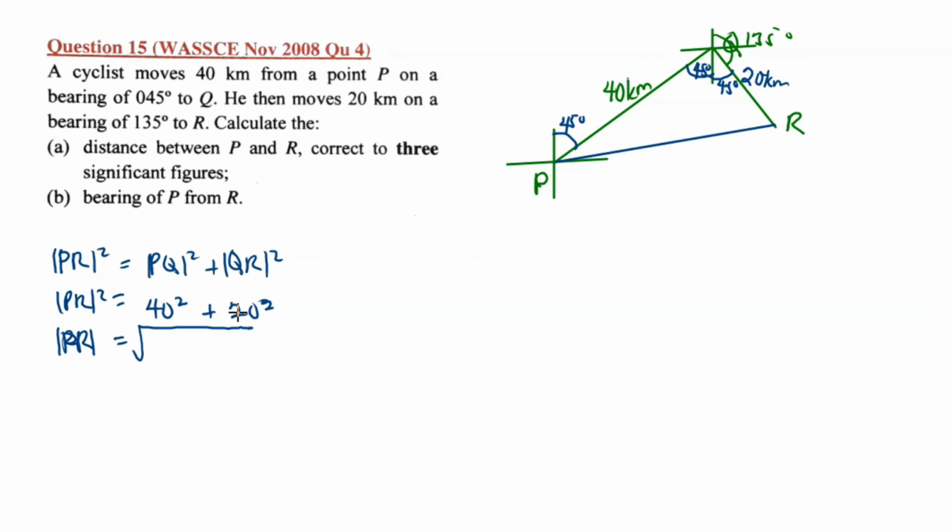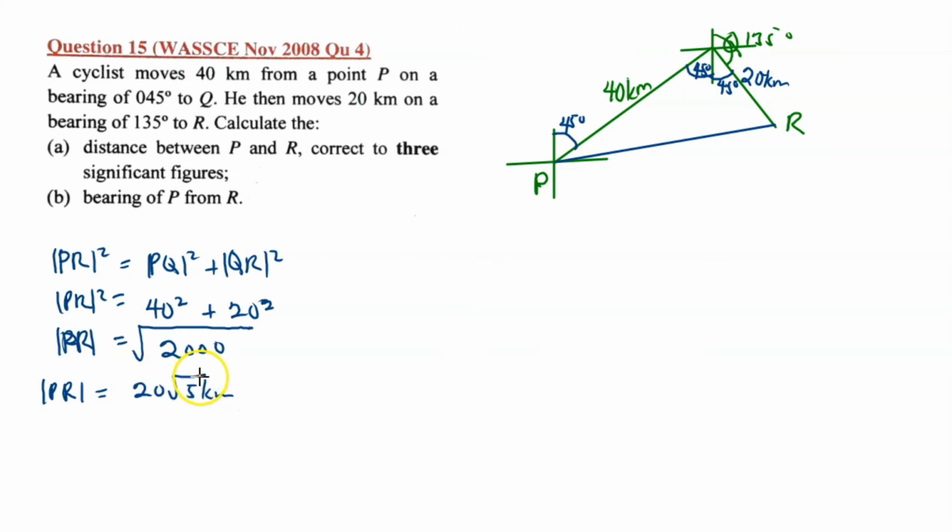What answer do we have? That gives us a total answer of 2000. So we have 2000 here. Then we find the square root of 2000. So the square root of the answer gives us 20 root 5. So PR is equal to 20 root 5 kilometers.